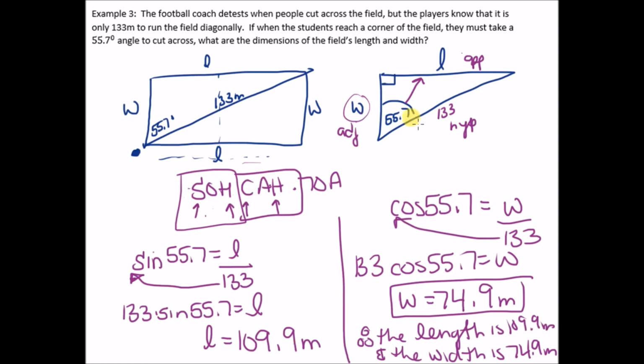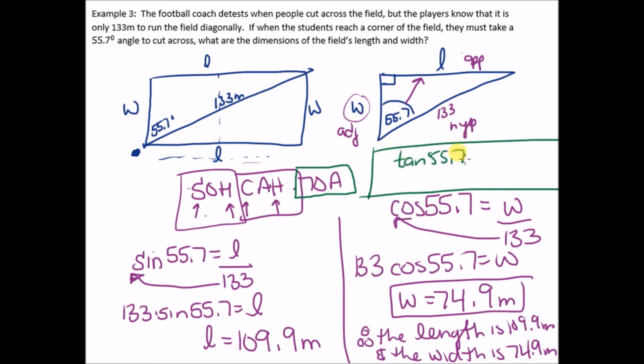And I just want to point something out. If we were to have taken TOA, the tan ratio, here's what the problem would be. If you run into this problem, you'll recognize it right away because you won't have anywhere to go. If we did the tan 55.7, we would have opposite, which we don't know, say L, over the adjacent, which we don't know. We can't solve for this.